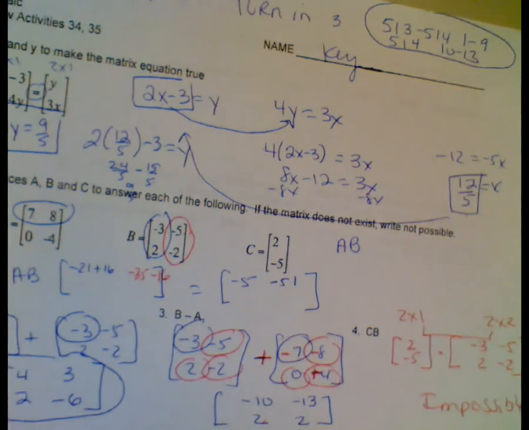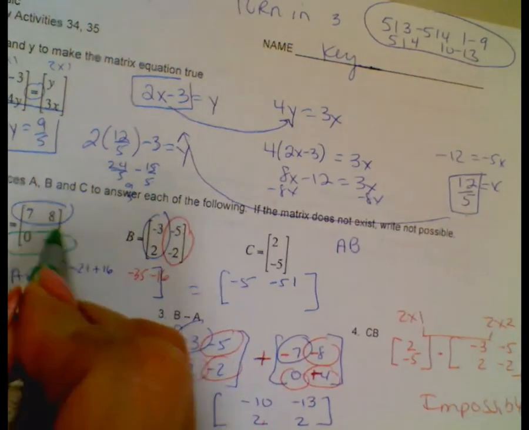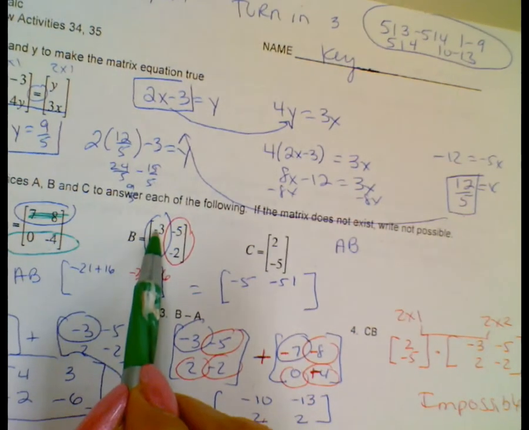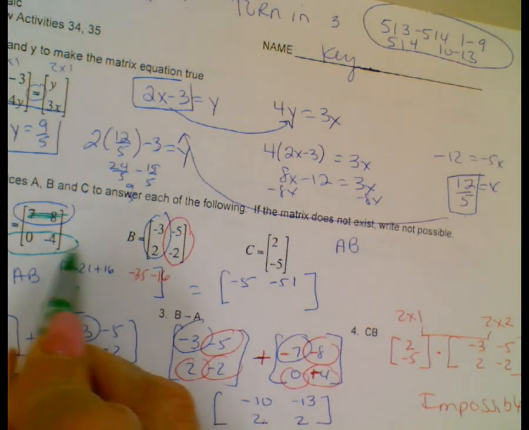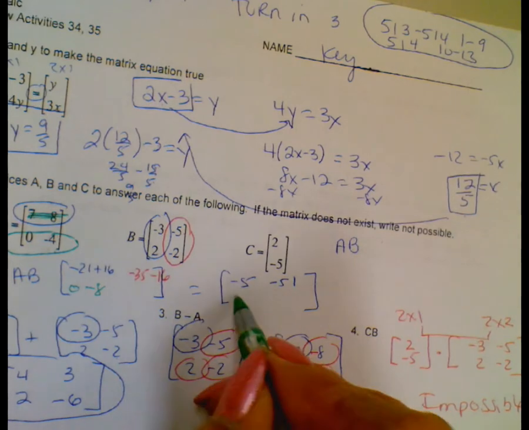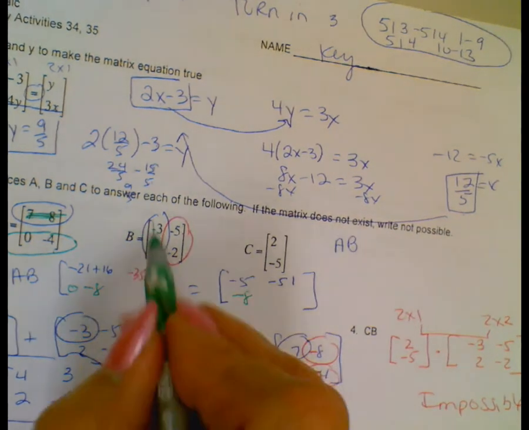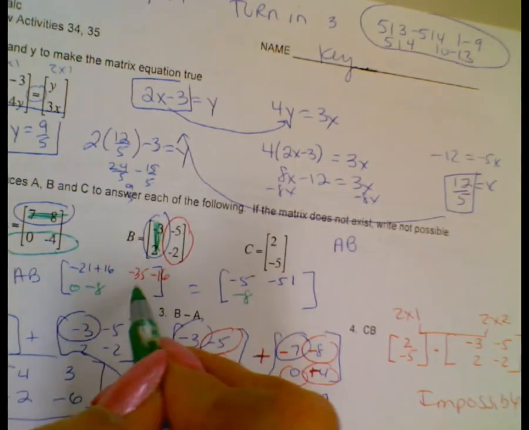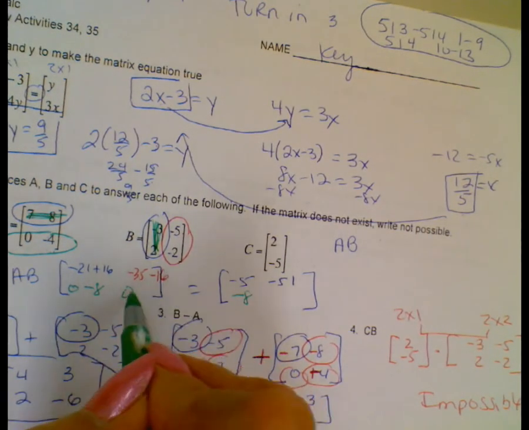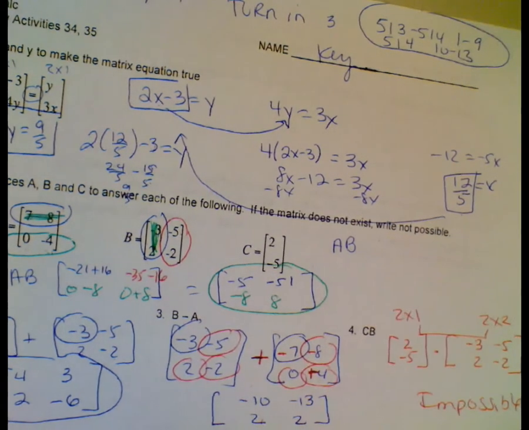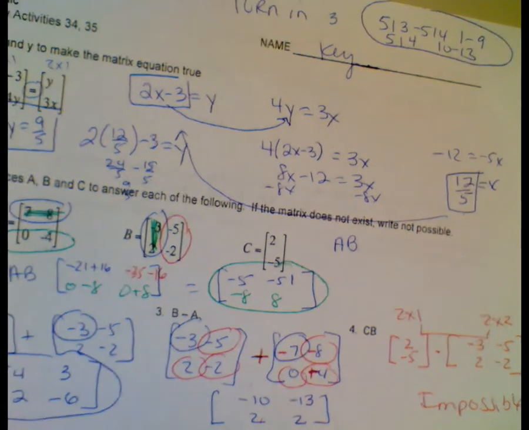And then we're going to circle row 2, so we're done with row 1. 0 times negative 3 is 0, and negative 4 times 2 is negative 8. So this is going to be negative 8 over there. And then this one's done, so we got 0 again. Negative 4 times negative 2 is 8, so this is positive 8. So this would be your answer if you multiplied A and B. Make sure you know how to multiply.